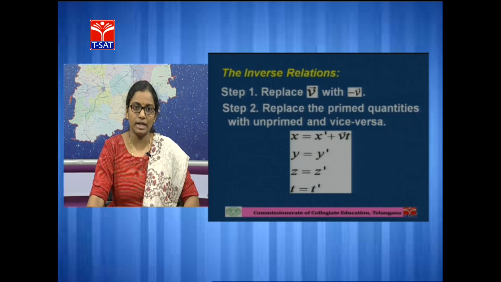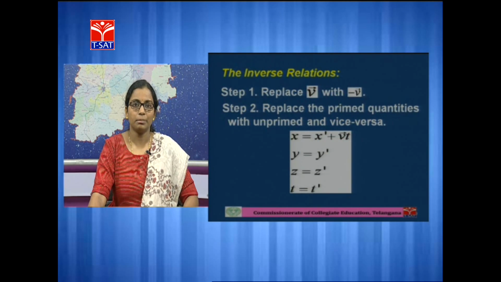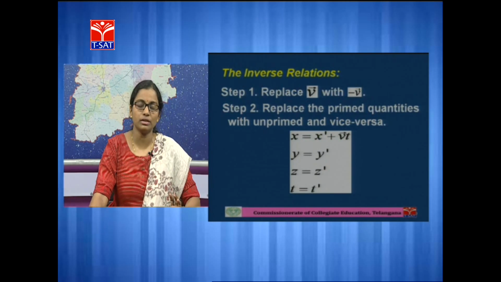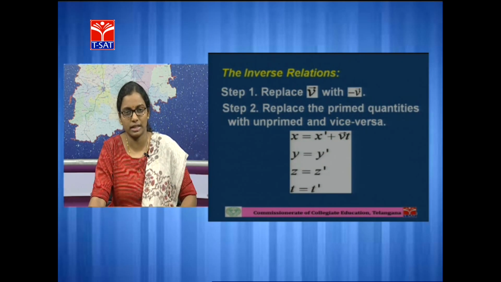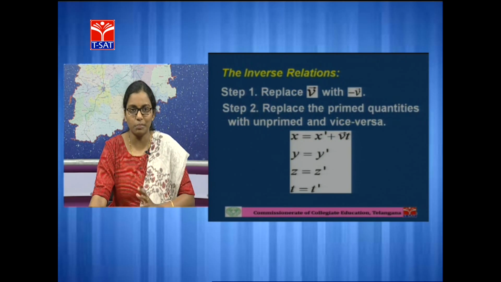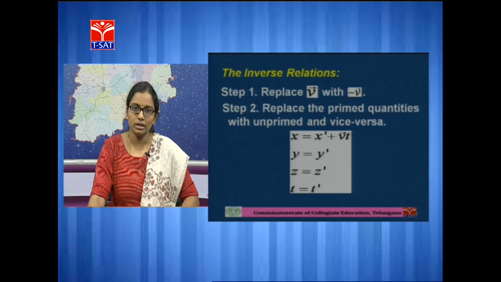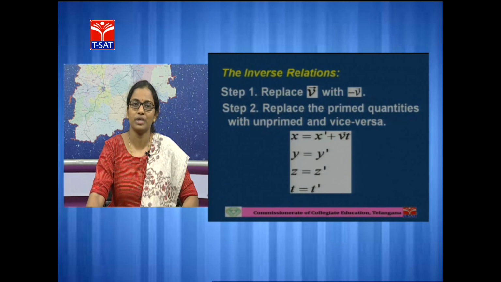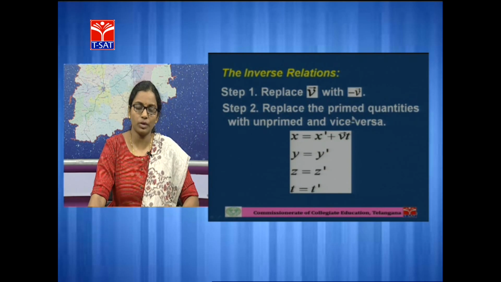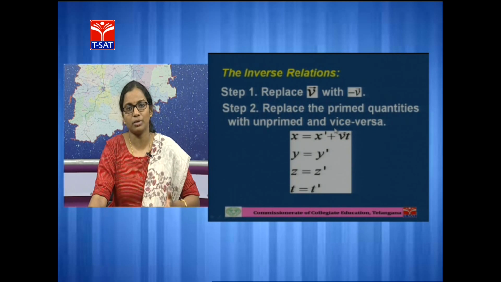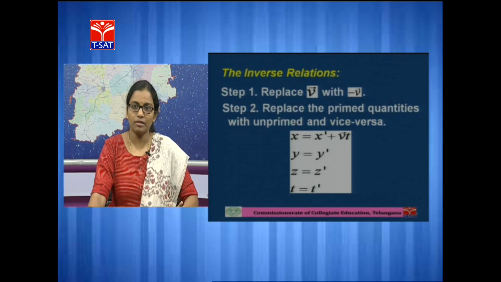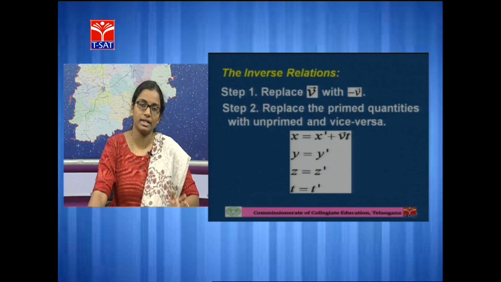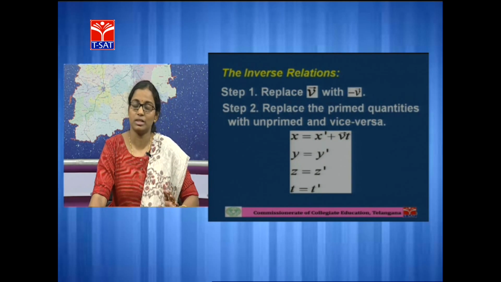Next come the inverse relations of the Galilean transformations, where we replace the velocity vector v bar with minus v bar, meaning the frame K dash is moving in the opposite direction, which we designate as minus v, as shown in the slide. Then the primed quantities are swapped: x dash should be replaced by x, y dash by y, z dash by z, and t by t dash.